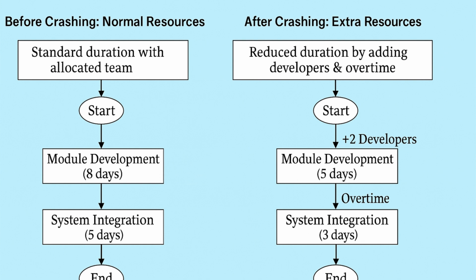You need to apply crashing because there is an urgent non-negotiable deadline, and after you apply crashing, what are you going to do as part of crashing? Extra team members are added to task A, overtime is introduced for task B. Developers are added to the model development task, duration gets reduced from 8 days to 5 days. Overtime is added for the system integration task, duration gets reduced from 5 days to 3 days, hence total duration is 8 days. This shows how the project timeline can be shortened by 5 days with the resource investment. Faster schedule but with high direct cost is achieved here.